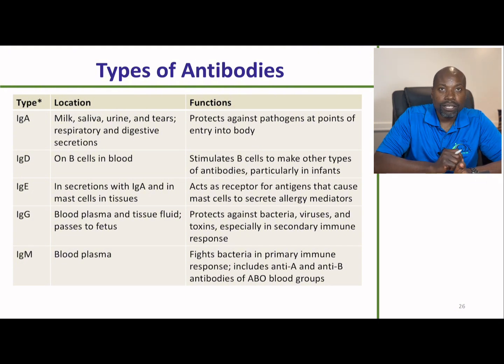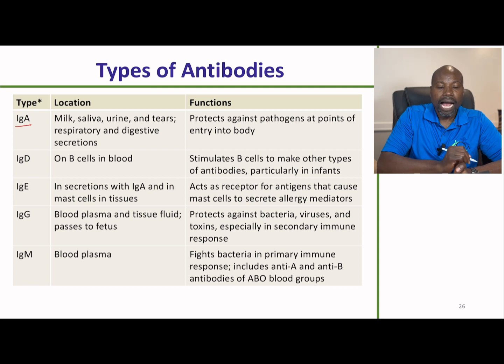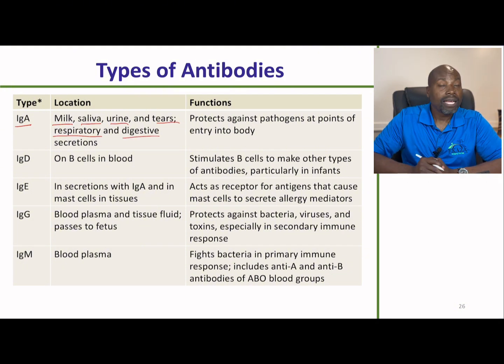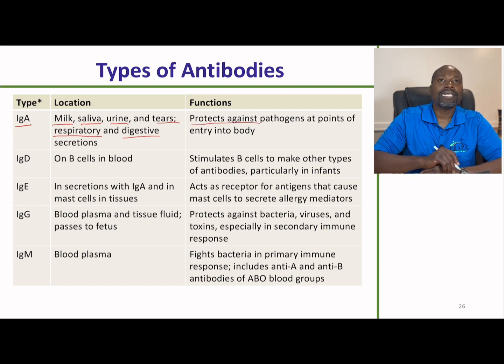So, different classes of antibodies and their role. We have IgA. IgA is found in the milk, saliva, urine, tears. It is found in the respiratory tract and digestive tract, in the secretions, more specifically. Their job is actually to protect against pathogens at the point of entry of infection.